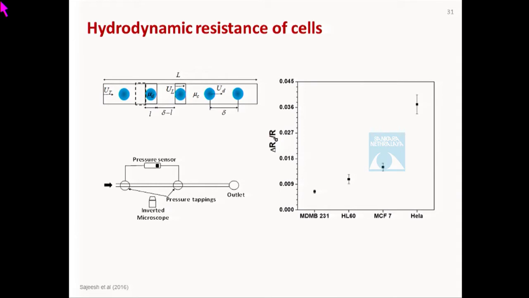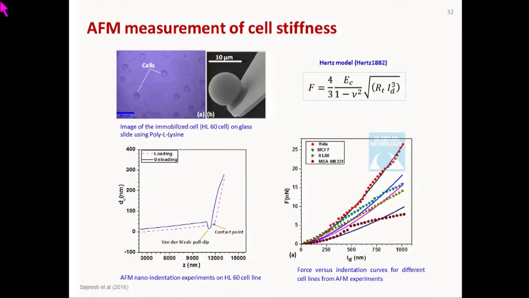So you can actually flow these cells of different stiffness, and you can carefully monitor the pressure across the section of the channel. And the difference between when the cells are present versus when cells are not present gives you this hydrodynamic resistance. So this delta RD is when you have a cell present in this section versus when a cell is not present, relative to the initial resistance. So you can see that for these different kinds of cells, starting from this MDA-MB to HeLa, which is very stiff, your hydrodynamic resistance increases rapidly from a very small value to a very large value.